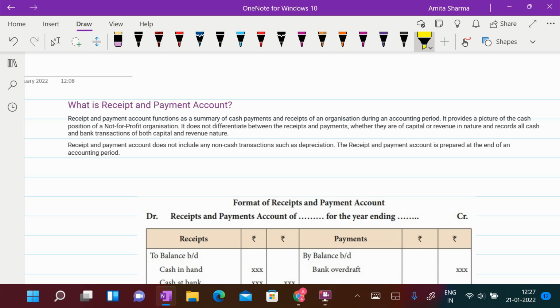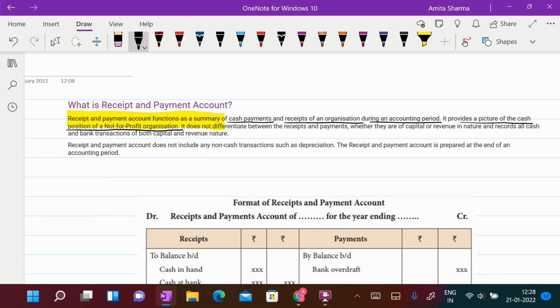This account keeps a record of all cash transactions, like what a not-for-profit organization is receiving in the form of cash and what it is paying in the form of cash. So the receipts and payment account functions as a summary of cash payments and receipts of the organization during an accounting period. Students, this account provides a picture of the cash position of the not-for-profit organization.